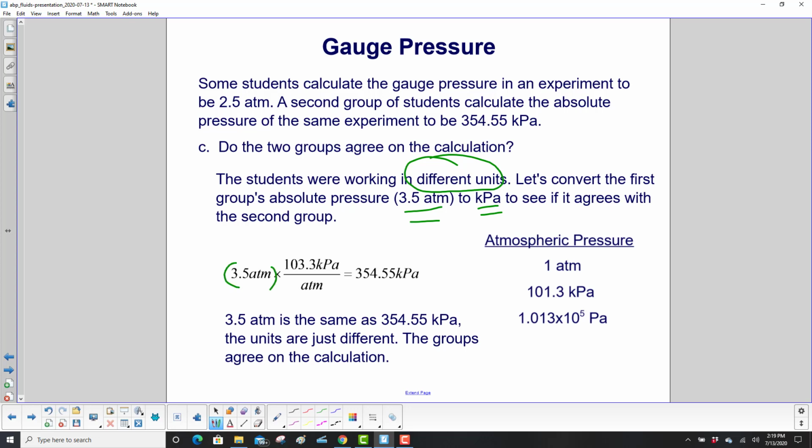And what is 1 atmosphere equal to? Well, it's equal to 101.3 kilopascals. So this quantity here is actually equal to 1. So you can multiply anything by 1 and get the same number. And we get 354.55 kilopascals, which agrees with the second group. So the answer here is yes.